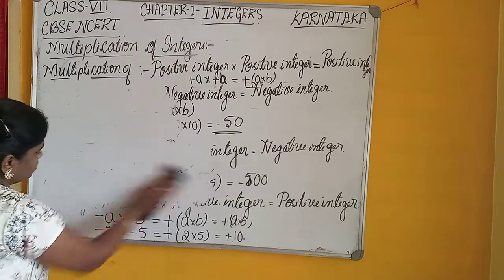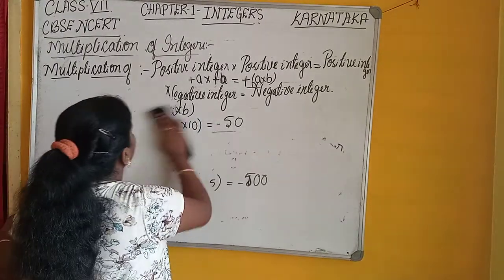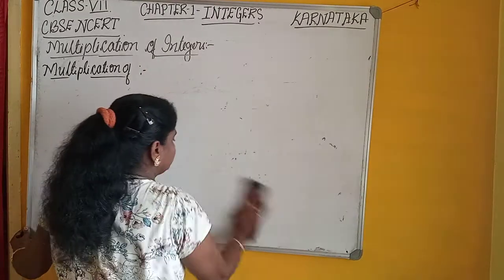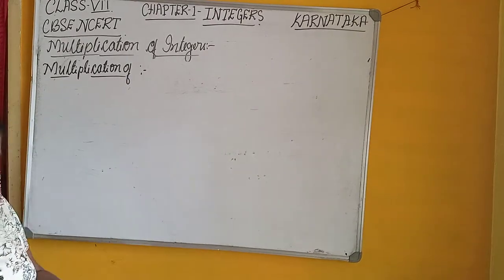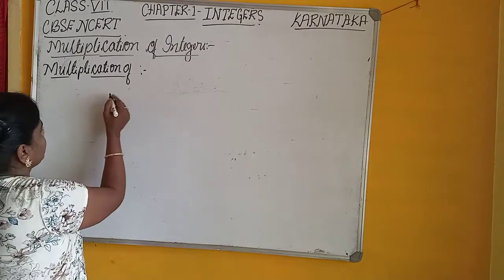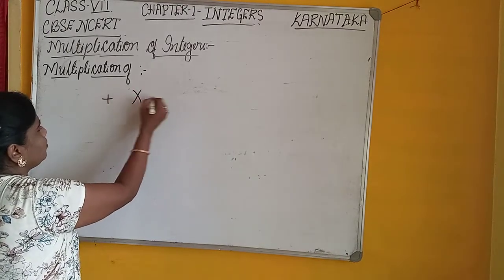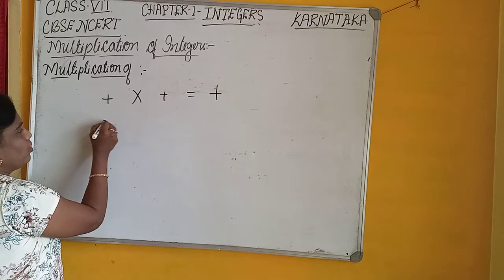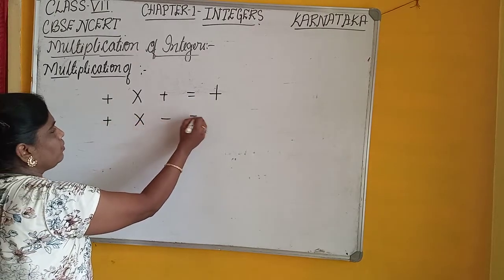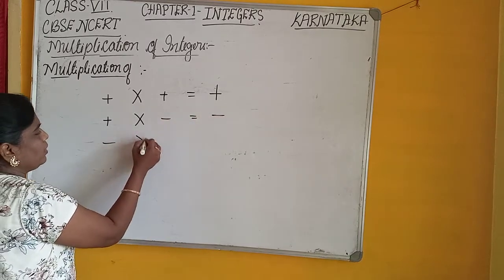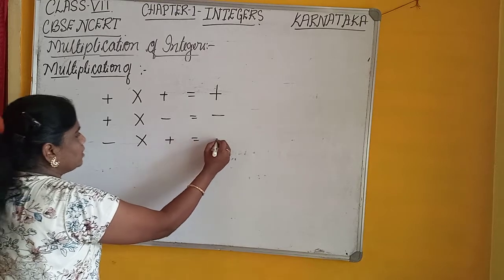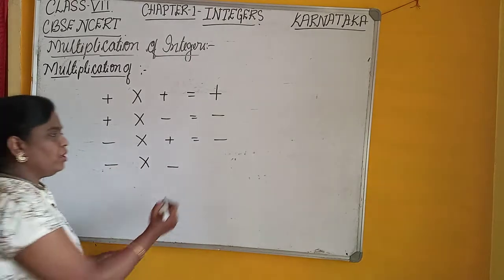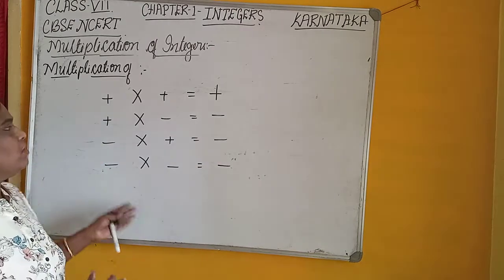Okay, we can remember this simply. I will give one hint: how you can remember this easily. When a positive integer is multiplied by a positive integer, the answer is positive. When a positive integer is multiplied by a negative integer, that is negative. When a negative integer is multiplied by a positive integer, that is also negative. When a negative integer is multiplied by a negative, then the product will be positive. I will give some examples in this.